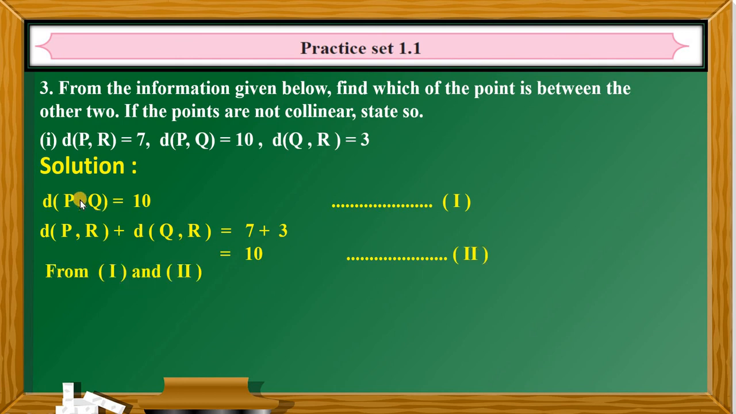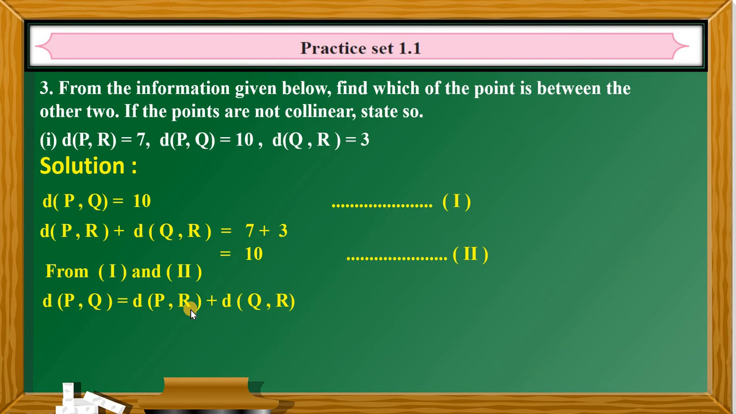Now from 1 and 2, what can you say? We can say that distance PQ is equal to distance PR plus distance QR. Now, as we have seen earlier, when this condition gets satisfied, what can we say? That the points are collinear. That means points P, Q and R will be collinear.